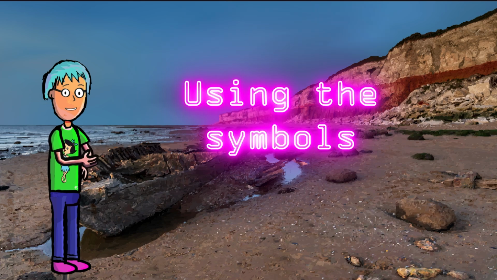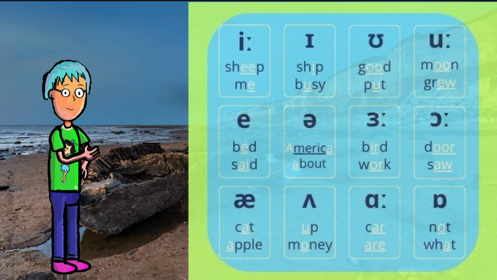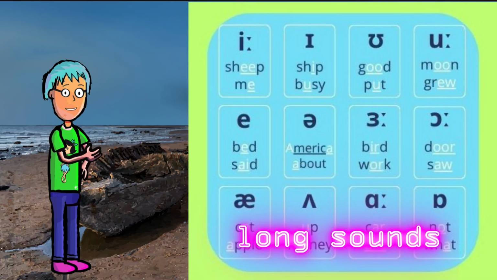Okay, now I'll just explain some small things about using this chart and the symbols to help you understand how to use them in the real world. The first thing to say about using these symbols is that these 2 dots shown on these symbols mean it's a long sound. So for example, these are long sounds. So these 2 dots on a symbol mean it's a long sound.